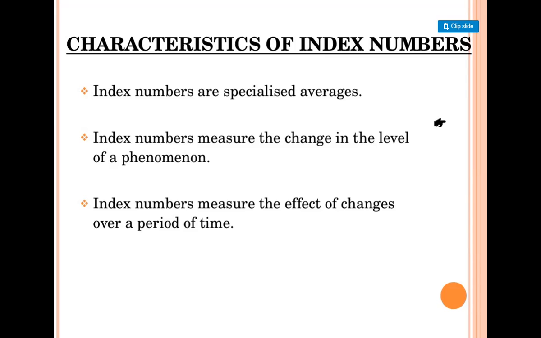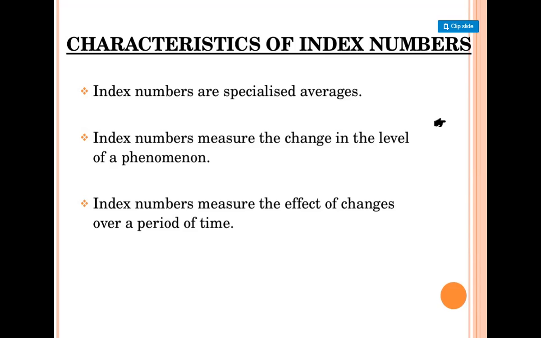Index numbers measure the change in the level of a phenomenon. Phenomenon means, for example, the present year production compared with the future. Maybe after 1 year, 2 years, 5 years, then we fix the production target. Target means increasing, say, after 5 years, 100 quintals or 100 million tons, whatever it may be. So that is a guess.